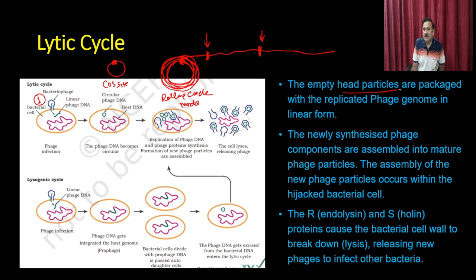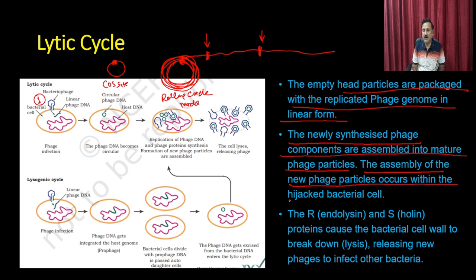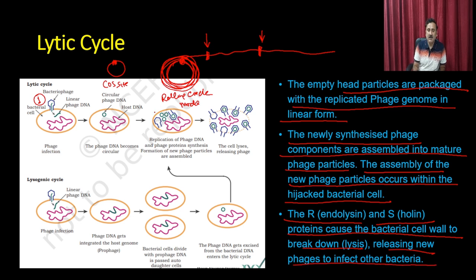So, the empty head particles are packaged with the replicated phage genome in the linear form. The newly synthesized phage components are assembled into the mature phage particle. The assembly of the new phage particle occurs within the hijacked bacterial cell. The R and S proteins cause the bacterial cell wall to break down, releasing the new phage to infect the other cells.